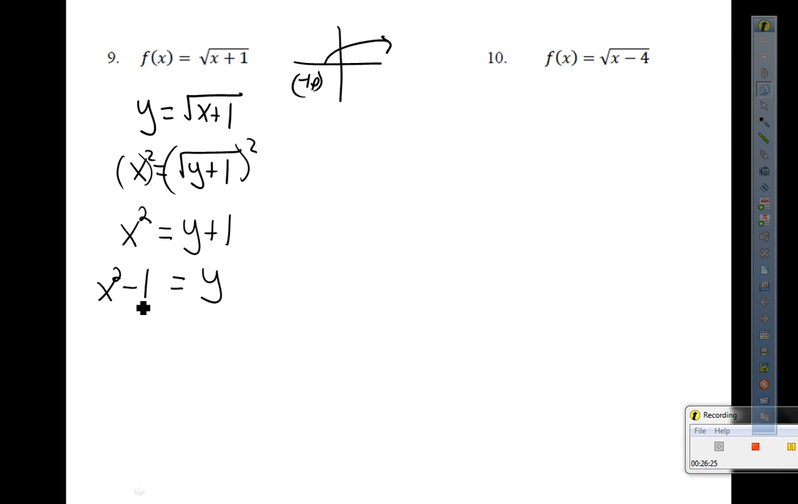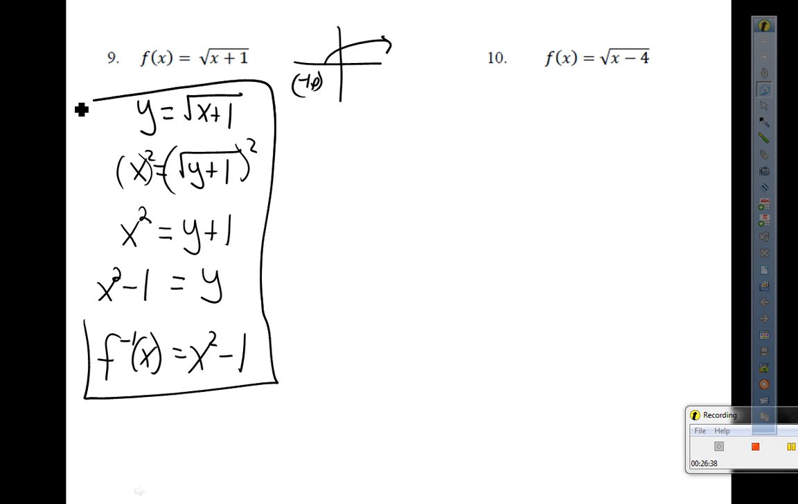And then now I'm going to label it correctly. So I'm going to say f negative 1 of x is x squared minus 1. All of these steps is your answer. That's the inverse. So those are our steps. So it shouldn't be too hard. Here goes my number 10.